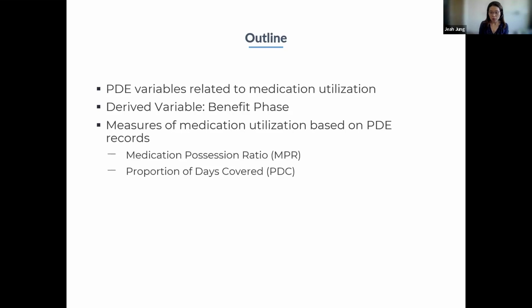And also I'm going to discuss in a little bit of detail the benefit phase, which was mentioned a couple of times in earlier segments. And then I'm going to discuss the two most commonly used measures that capture medication utilization. So we can construct both the MPR and PDC, medication possession ratio and proportion of days covered. We can construct these two measures using our PDE records.